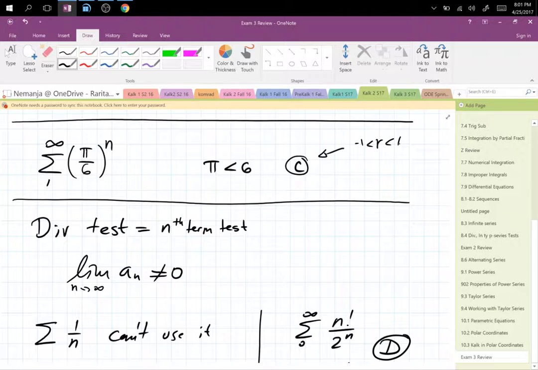Only 2 tests. What's the other test that gives you the sum? Telescoping. Telescoping, good. Now integral will give you an integral equal to 2. Would that be the sum of the series? Hell no. Good. So only geometric series and telescoping series will tell you what the sum is. The other tests do not tell you what it converges to. It just tells you whether it converges or diverges.